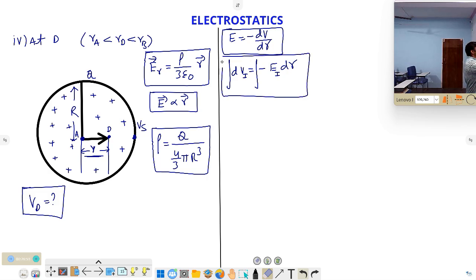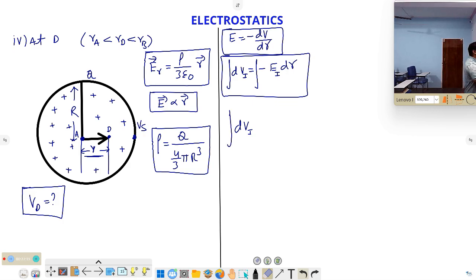So the integral of dV, the change in potential inside, is equal to the integral of the electric field inside with respect to a small change in position, that is dr. The minus sign is there because, according to the concept of electric field, it is always in the direction of decrease in potential, and we need to apply that. So what are the limits of this integration?